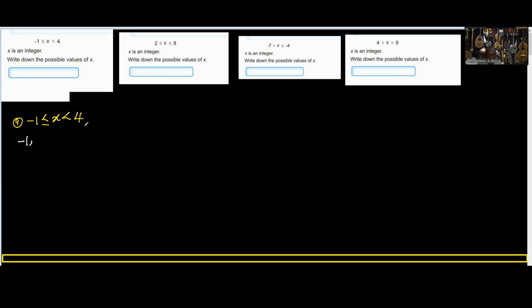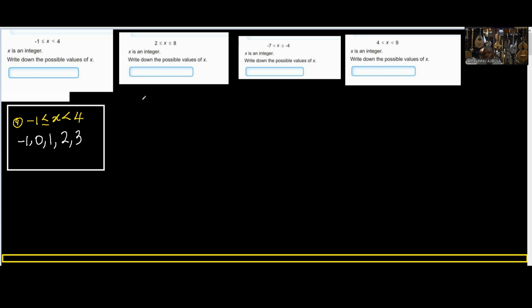So we can have 0, we can have 1 and 2 and 3, but not 4. Is that clear? So -1 is included because it says or equal to. Okay, now this will be the first condition.